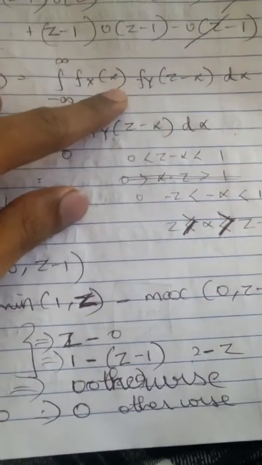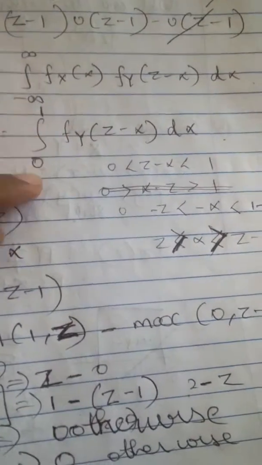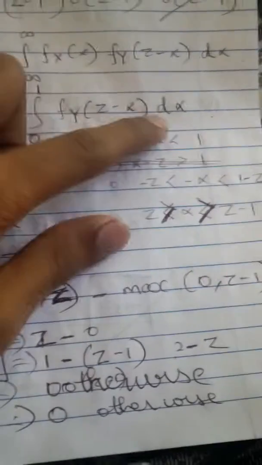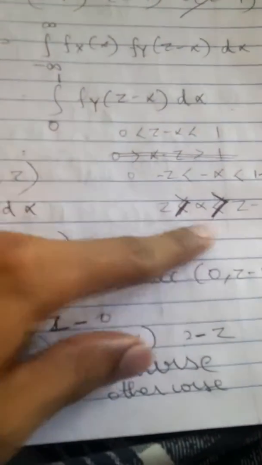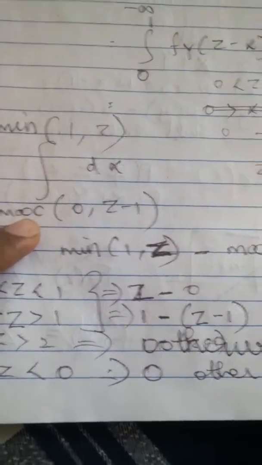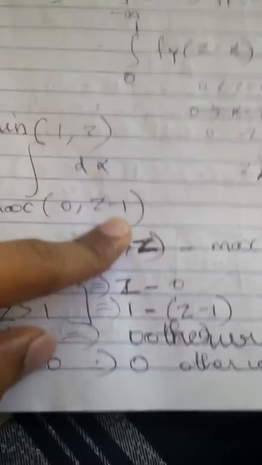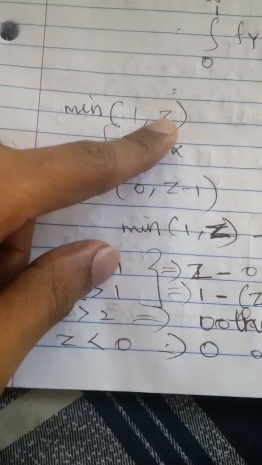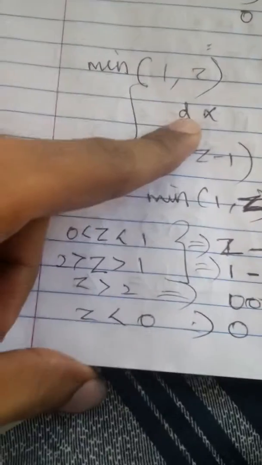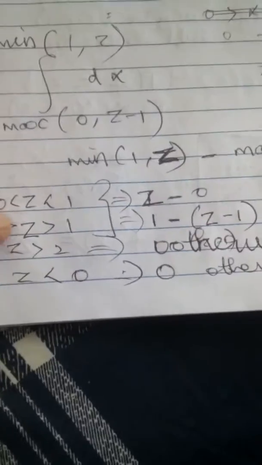So f of x of alpha is 1 in the range of 0 to 1, so we shift f of y to z minus alpha, but z minus alpha exists only in the range 0 to 1. Now we find the limits of alpha. Substituting the limits of alpha, we find that it exists only in the region between the maximum of 0 and z minus 1, which is the lower range of alpha, and the minimum of 1 and z, which is the higher range of alpha, d alpha. Thus integrating we get something like this, and 0 otherwise.